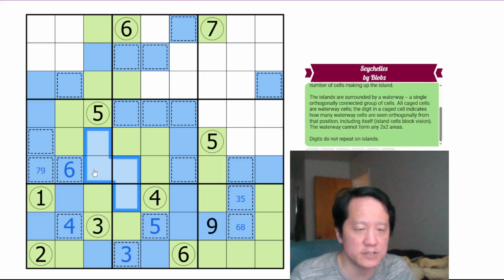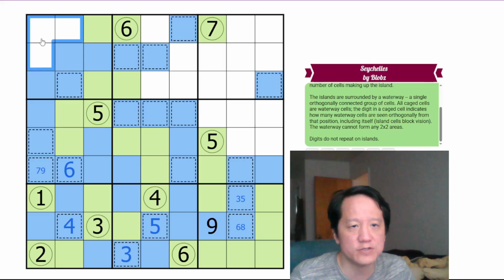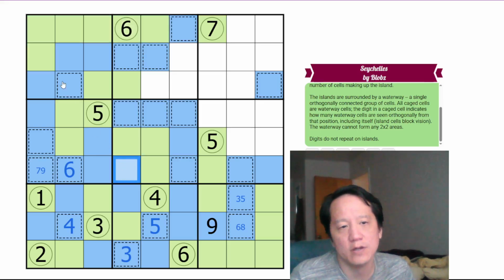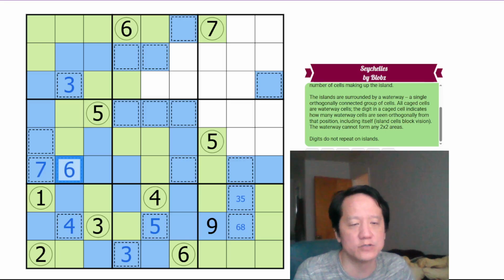This part does not orthogonally connect to the water unless it connects here. So this must go there. Therefore, this is island, and this is island. So that's a 6-size island. This sees 3 cells. So this is 3. This sees 7 cells in water, so that's 7.